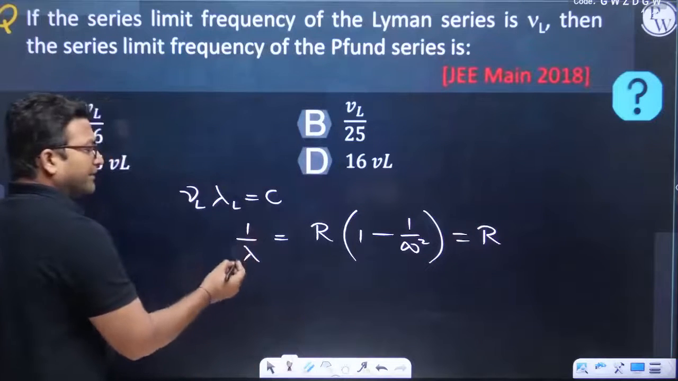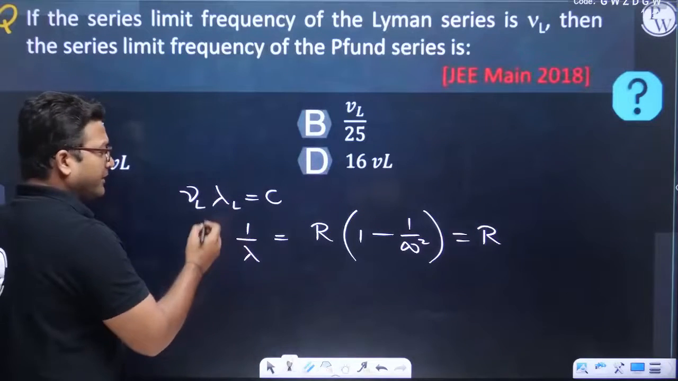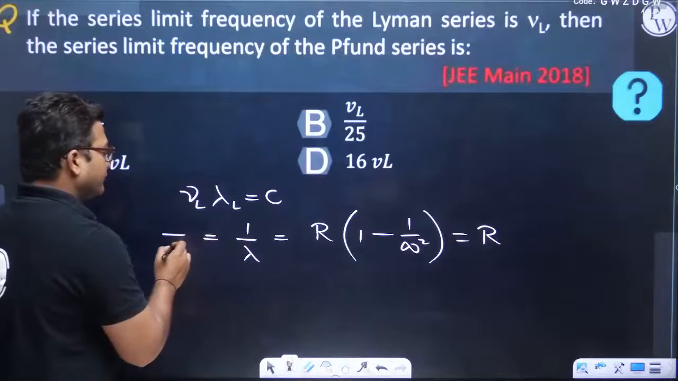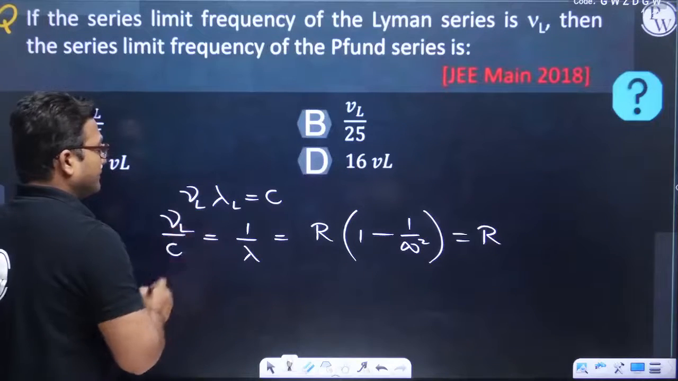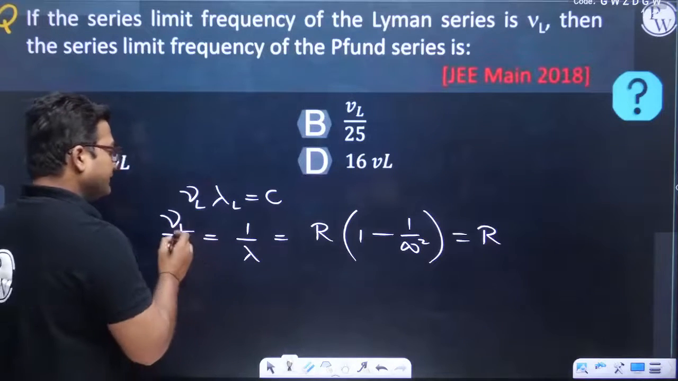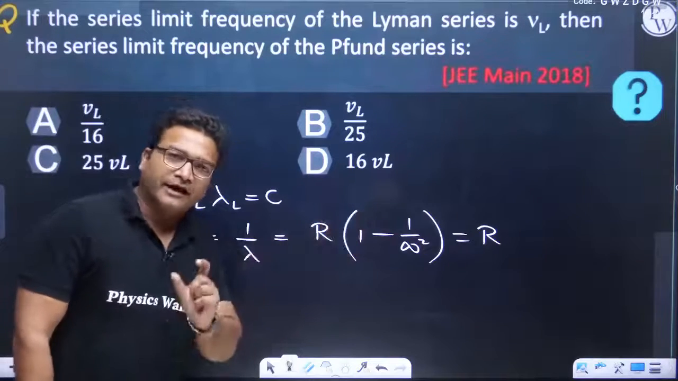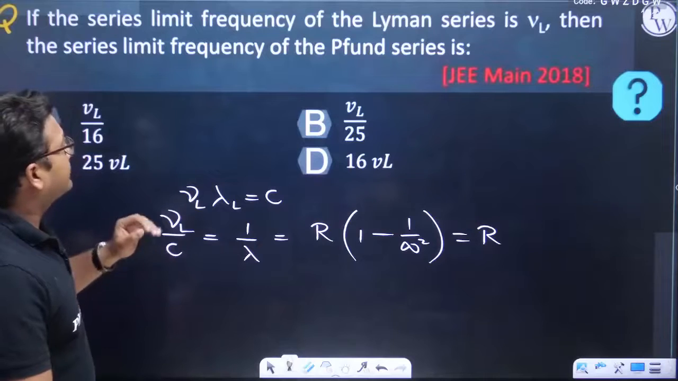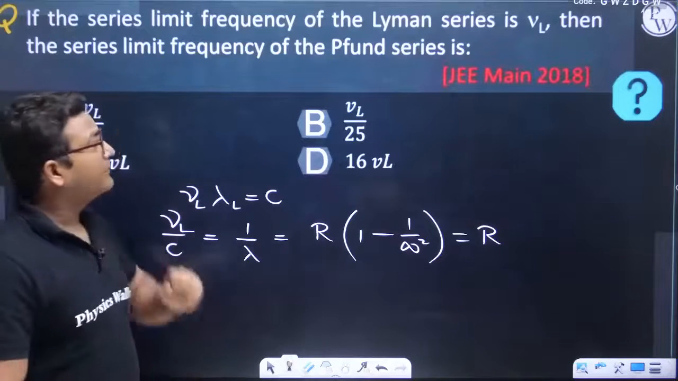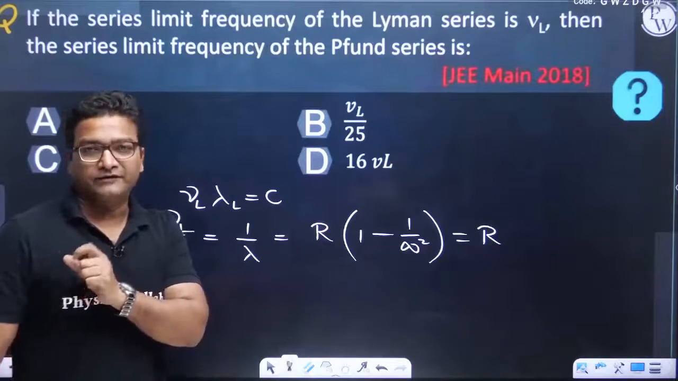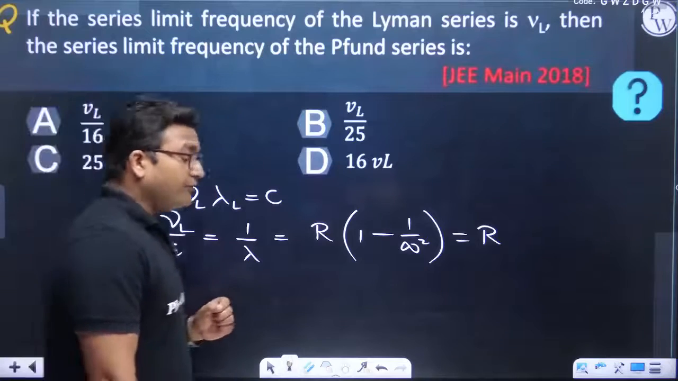and 1 by lambda. So lambda can be written as C by nu L. So it is equal to C by nu L. So what we see is the series limit frequency is R times C. Okay, R times C. Now they ask us the series limit frequency of the Pfund series.